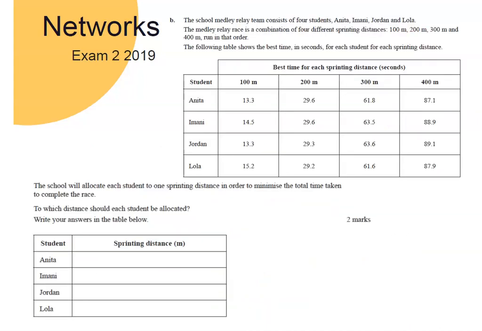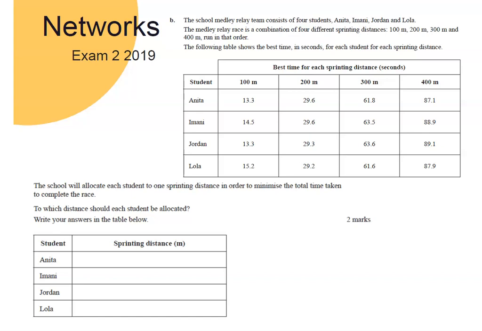Okay, the next question here is taken from exam 2. This is actually question 2, part B. So here we have a school medley relay team, 4 students, Anita, Imani, Jordan and Lola, and the race is 4 different distances, so 100, 200, 300 and 400 metres in that order. So the table shows the best time for each student sprinting each distance. So we can see that there.